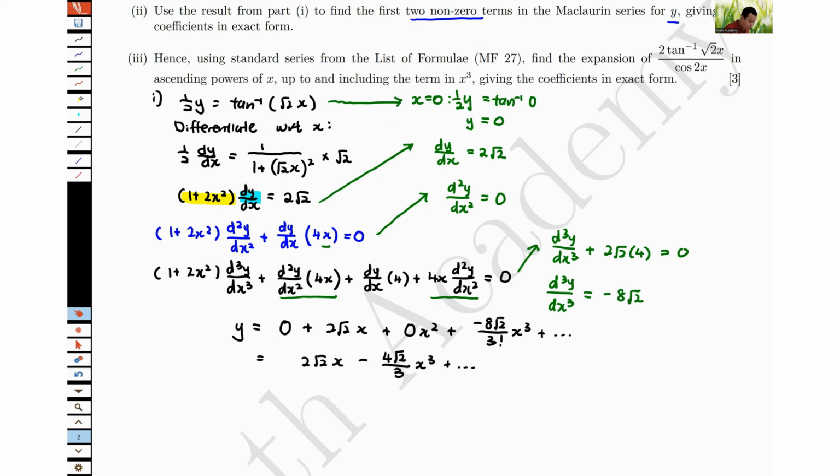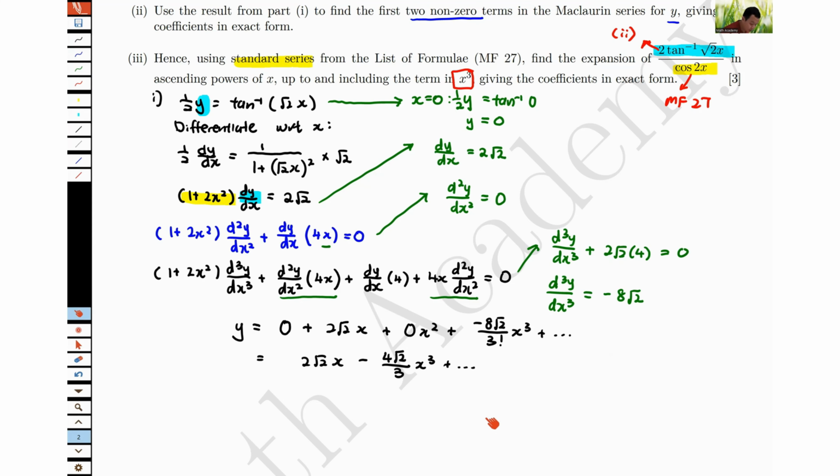So next part, they want to use standard series from your formula list to find out what is this expansion. Your standard series will be applicable for the denominator. Denominator has a cosine 2x. And we should see that this term from the numerator is actually from the initial equation. 2 tangent inverse is your y. If you move the 2 across, you really will get 2 tangent inverse of this term. So this top part we should use from part 2. It's the same expansion, same y. Denominator we take from formula list. Formula list, we take the expansion. I'm only looking at up to x cubed.